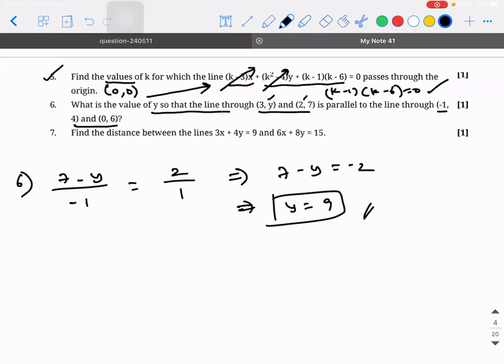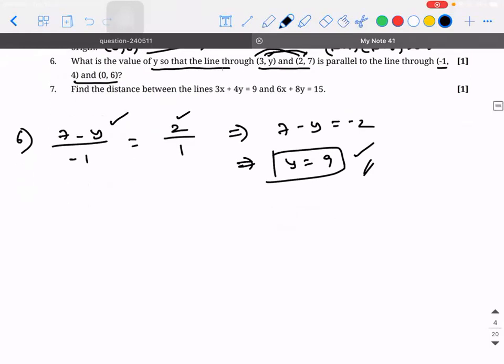Right? So reduce that, y2 minus y1 will become so. That's what I used. 7 minus y divided by 2 minus 3 is minus 1. Sorry, 7 minus y by minus 1 is equal to 6 minus 4 is 2, 0 minus 1 is 0, minus of minus 1 is plus 1. Then I cross multiply, the answer is y is equal to 9. Okay, sir. Next, 7th one.